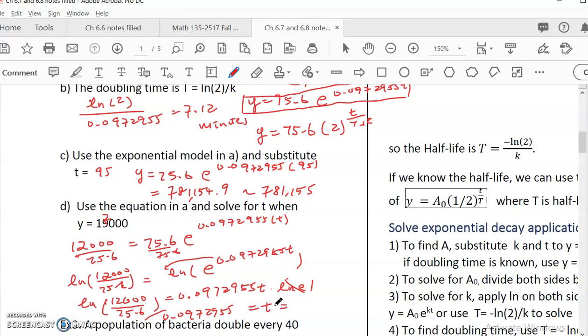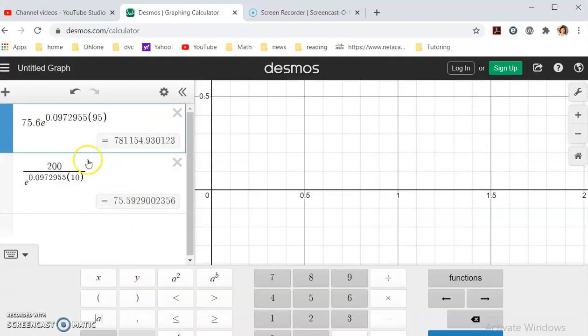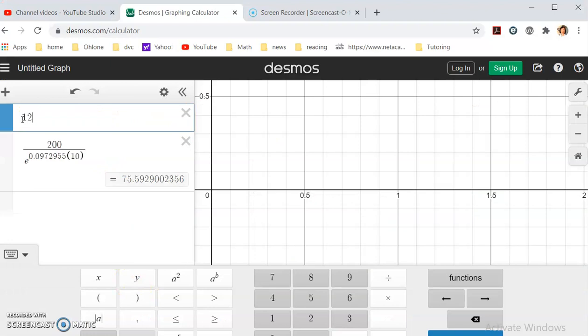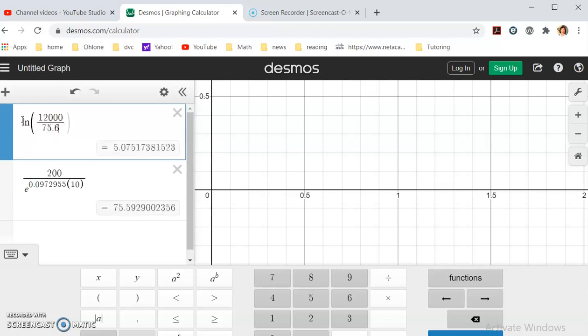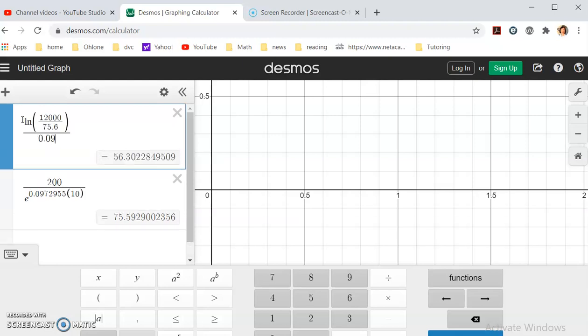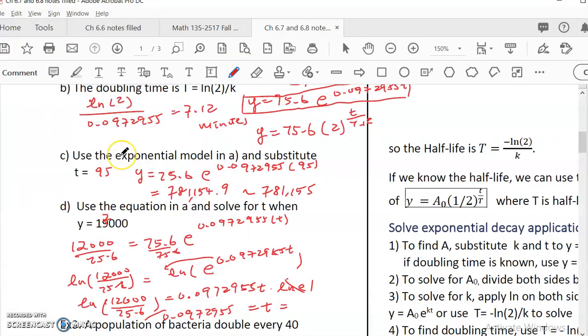So I put it in the calculator. Ln of 12,000 over 75.6, and then divide by 0.0972955. So 52.08, so 52 minutes. After 52 minutes, it should have 12,000. 52, this is the answer.